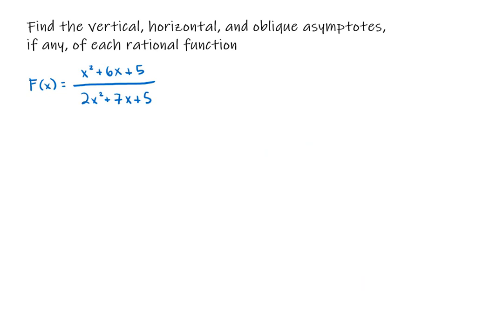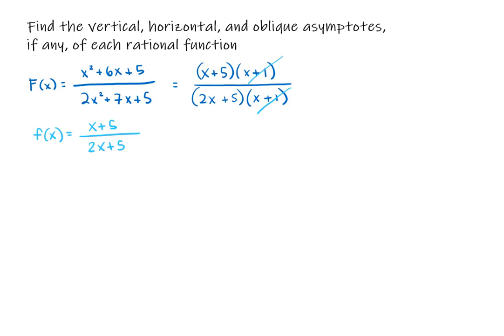So question number 2 asks us to find the vertical, horizontal, and oblique asymptotes, if any, of each rational function. The first thing we have to do is factor. Now when I factor, I notice that there's a factor in the numerator and denominator that match. I'm going to reduce my rational function and come up with a reduced rational function.